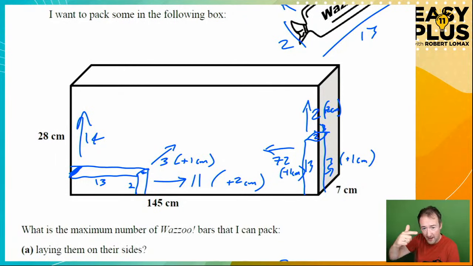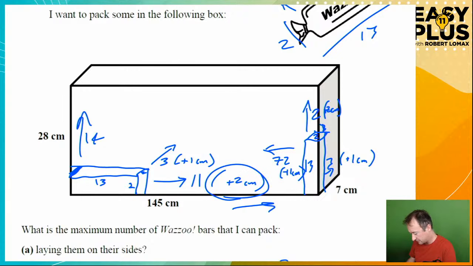If I go towards the end over here, so I'm looking in this direction, I can see that I've got 2 centimeters left over. Now that is thick enough for some wazoo bars, okay? So I can fit a few wazoo bars. I'm going to really graffiti this end here, but I'll rub it out in a second. So in this space here, I can fit in a layer of wazoo bars. Not very many, clearly, but that's where I can squeeze at least some wazoo bars in the other way around.